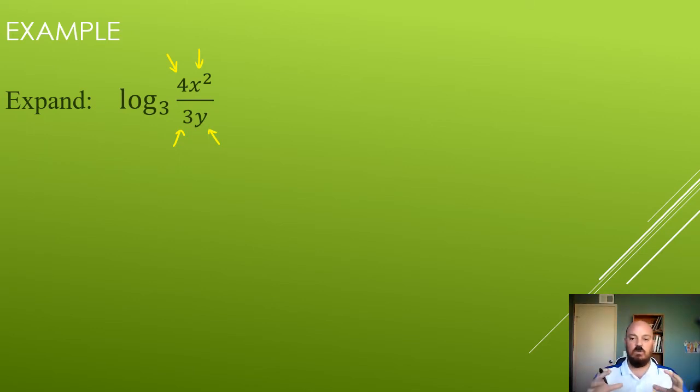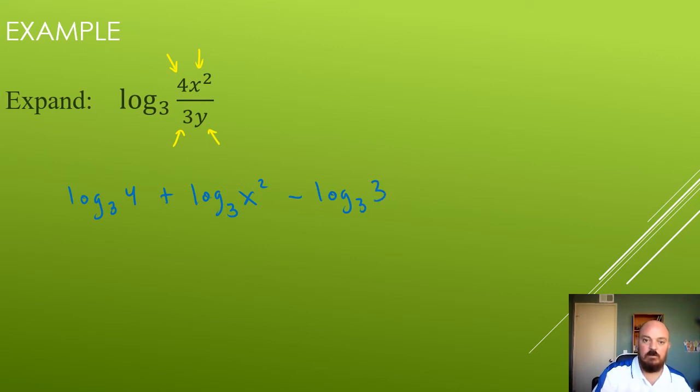I can say, each one from the top, those are all being multiplied together. Those become positive logs that are added together. So I have the log base 3 of 4 plus the log base 3 of x squared. Then on the bottom, you have the 3 and the y. Those are the numbers that are being divided. Well, our rule for dividing is you subtract off those logs. So I have minus log base 3 of 3 and minus log base 3 of y.